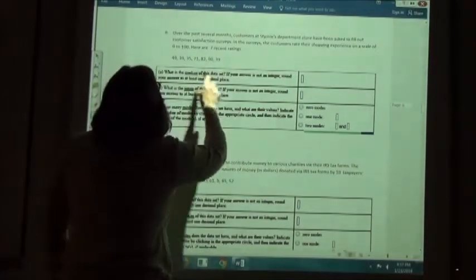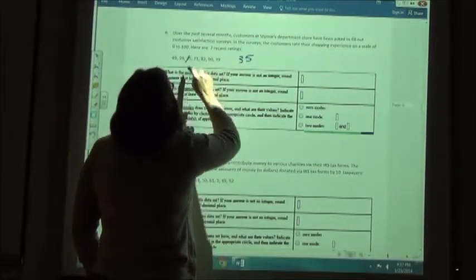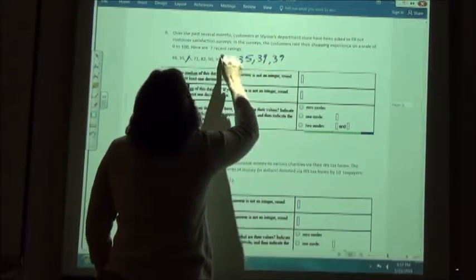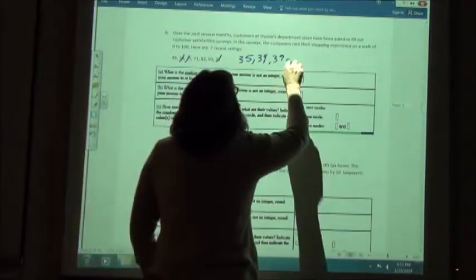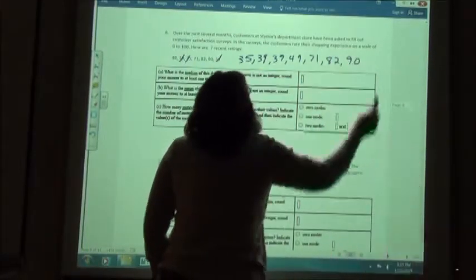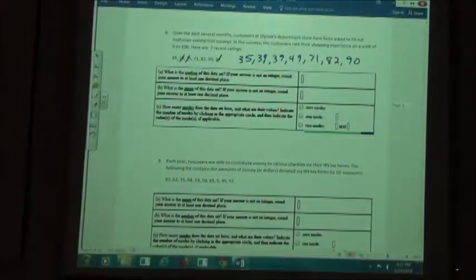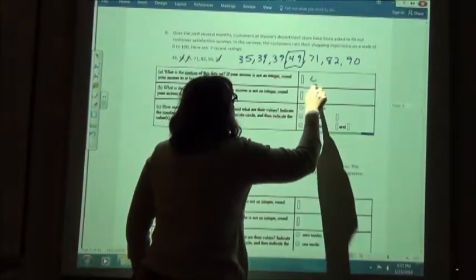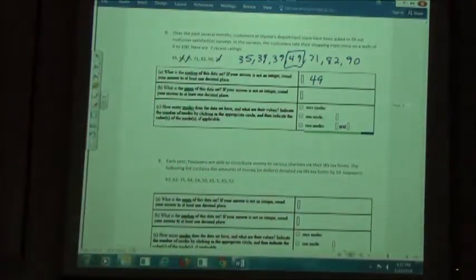So my smallest number there is 35. Next I have a 39. And then I have another 39. And then I have a 49 and a 71 and an 82 and a 90. I've got them all sorted so they're in order. So my median, my middle number is what number? 49. The 49. I got 3 on each side of the 49, so the 49's in the middle.